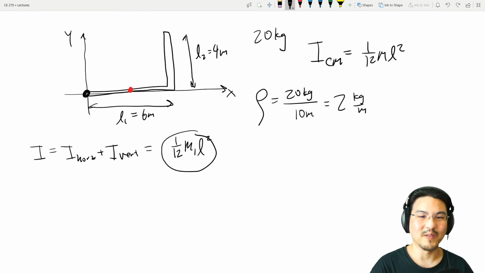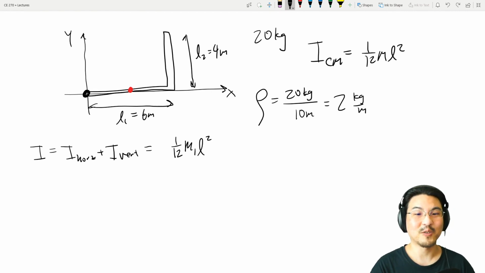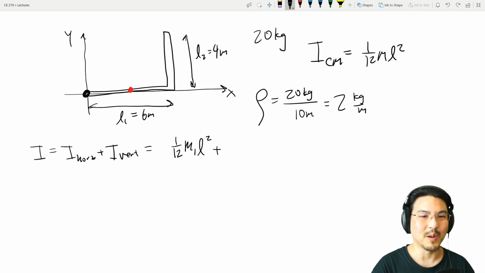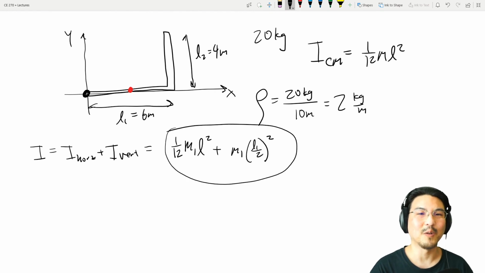But this is the moment of inertia about here. We need it here. So we have to add extra. How much extra? The mass of this bar times the distance between these two parallel axes. So in this example, L1 over 2 squared. Okay, so this is for the horizontal part.